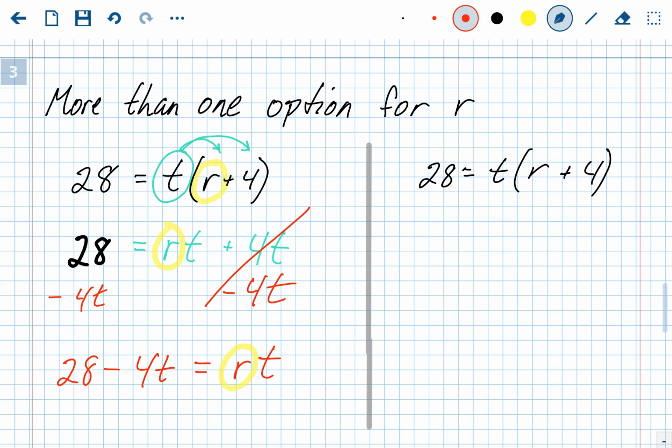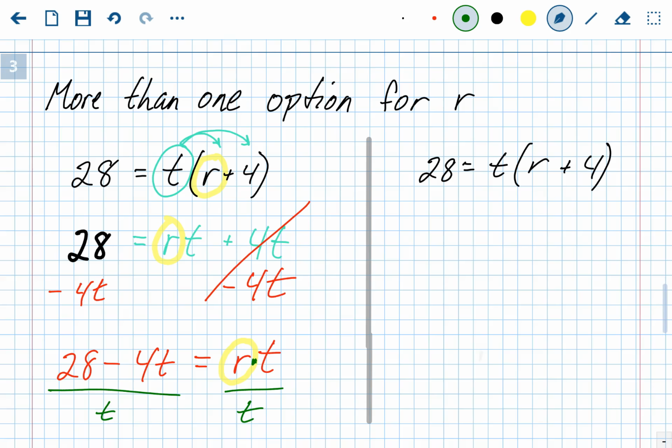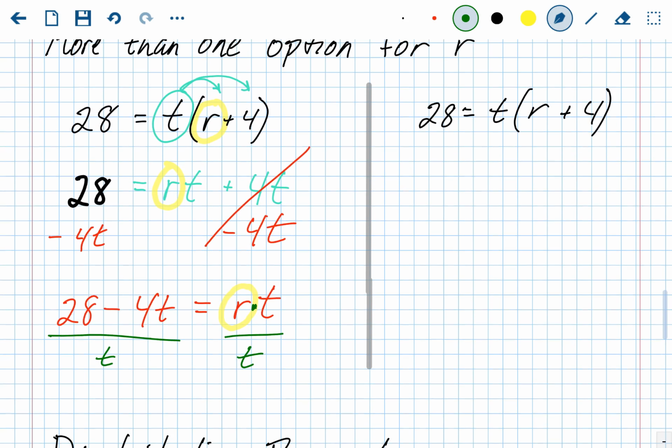We're still trying to get r by itself. Now remember, rt means r times t. So if we need to get rid of the times t part, we're going to divide by t. You want to divide the entire left side by t. So we now have r by itself. So r equals, I'm just going to flip it around, 28 minus 4t divided by t. Okay, that's right.